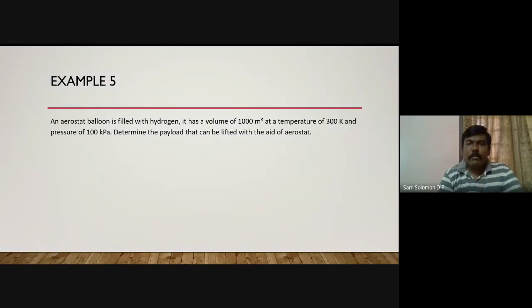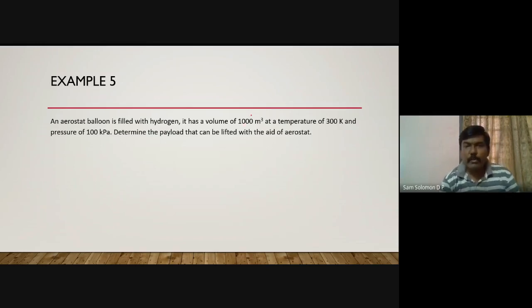Now, whatever we have seen in the previous problem, this is slightly extended here. A different problem, but an extension of what we have done before. An aerostat balloon is filled with hydrogen. It has a volume of 1000 meter cube at a temperature of 300 Kelvin and a pressure of 100 kilopascal. Determine the payload that can be lifted with the aid of aerostat.